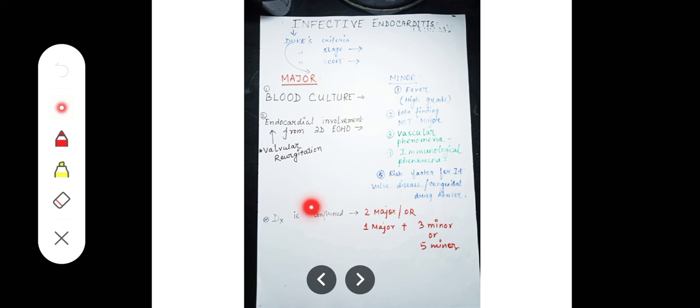Now, another way to confirm the diagnosis: suppose you got only one major criterion, and you get another 3 minor criteria or 5 minor criteria. If you get all the 5 minor criteria, then it's well and good. But if you get at least 3 out of these 5, then also you can label the patient as a patient of infective endocarditis. So this is how the diagnosis is confirmed in a patient of infective endocarditis.